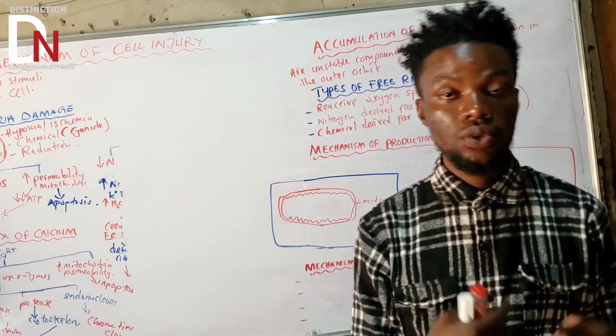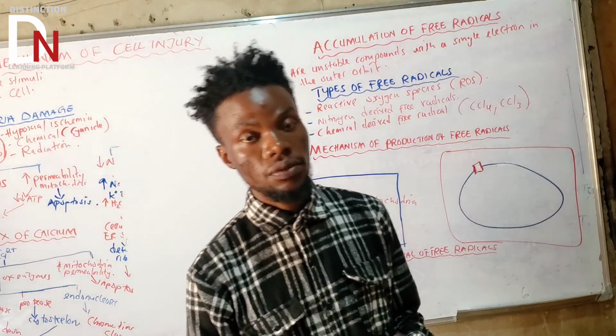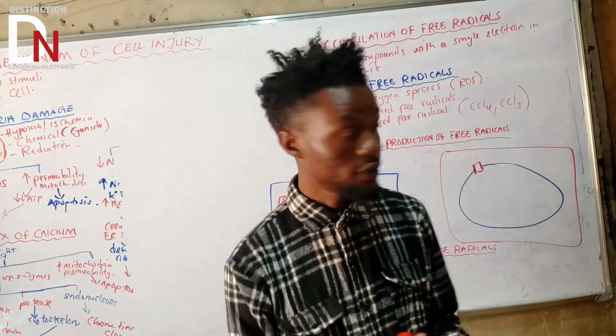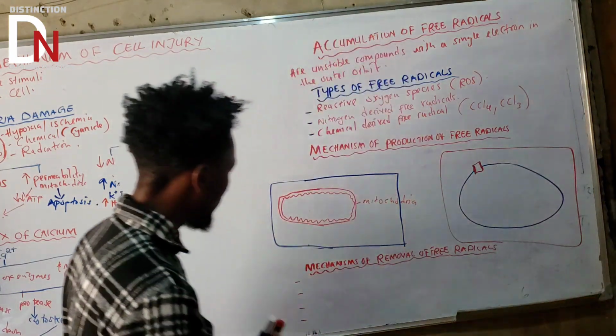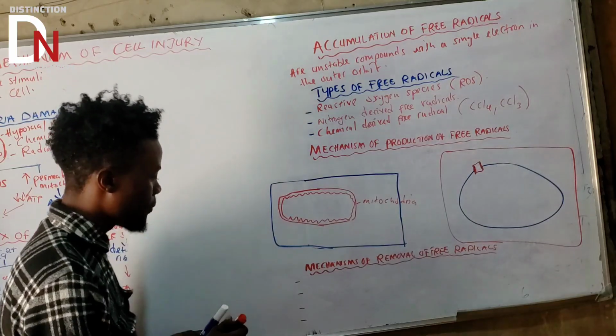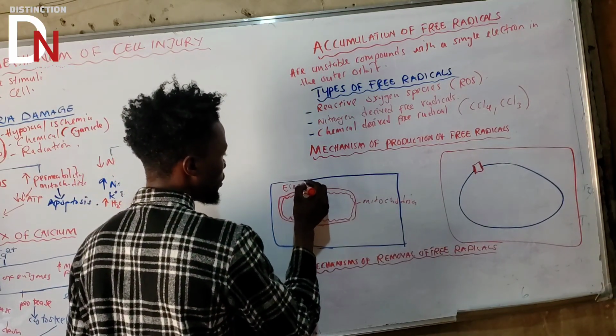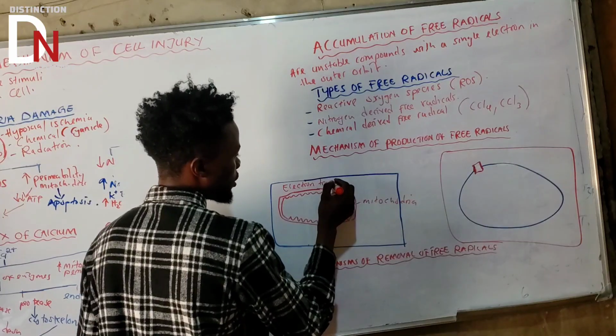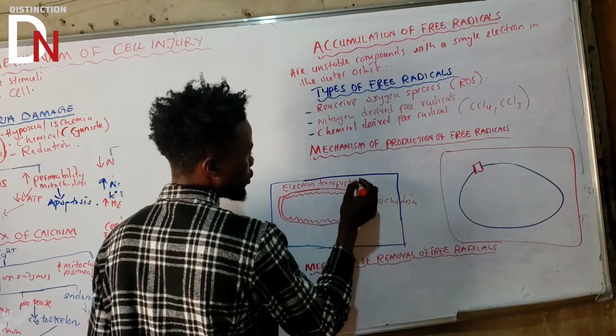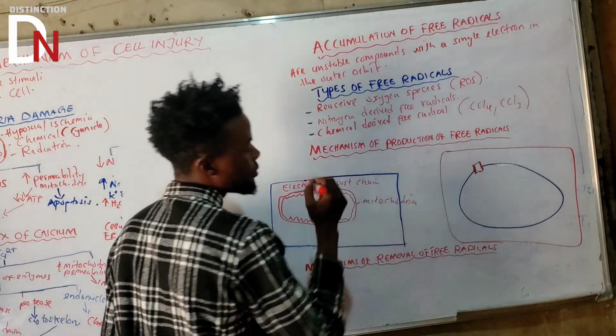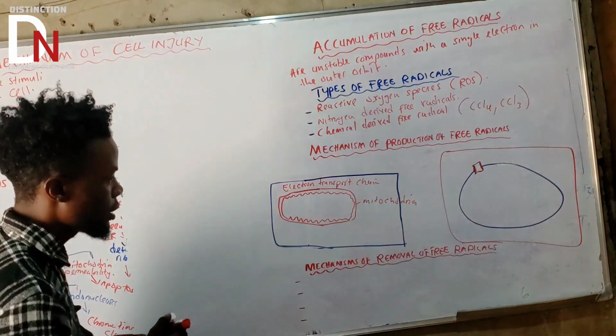Those are the ones that are used to remove the free radicals from the body. So what are we saying? We are saying in the mitochondria, basically in the electron transport chain, let's say there's a mistake.